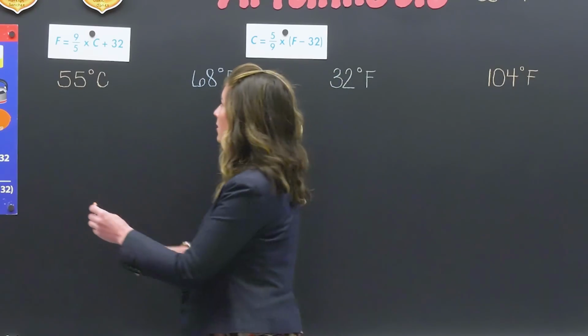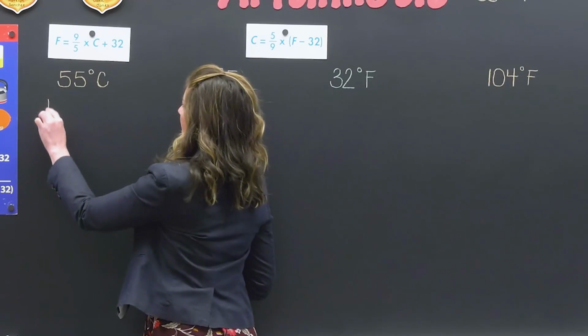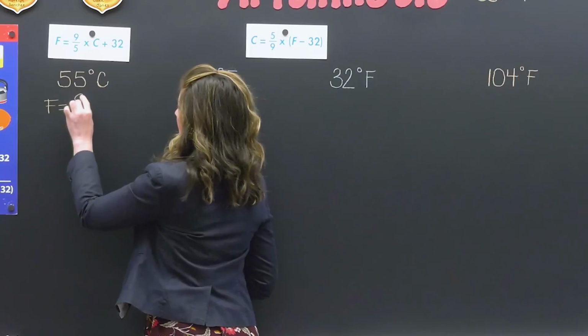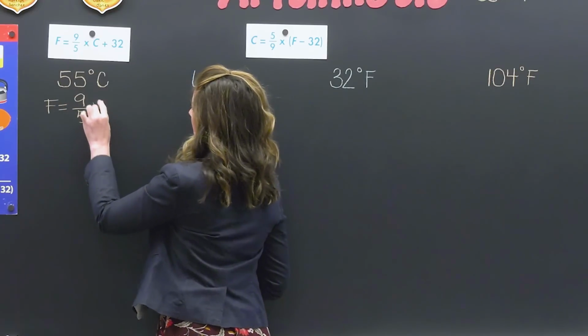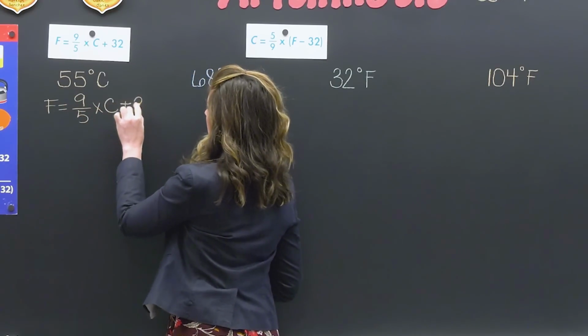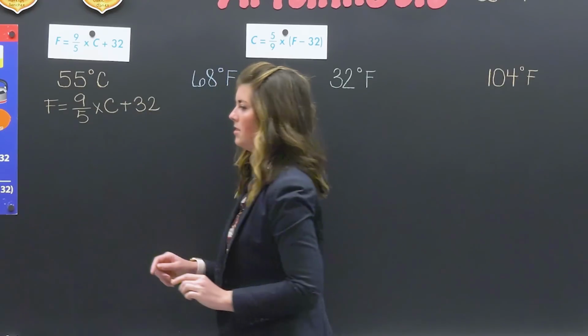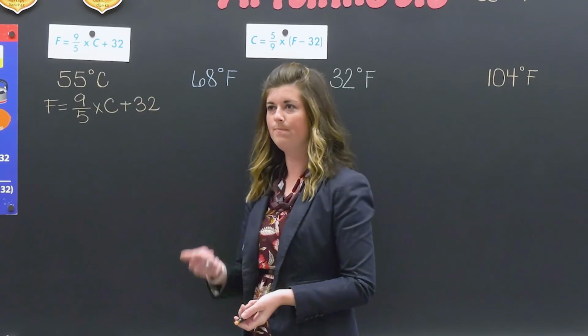So the first step that we do is we write our formula down. So we write F equals our formula, 9 fifths times C plus 32. Who can raise your hand, since we've already learned this, and tell me what's the next thing that I do? Paul?